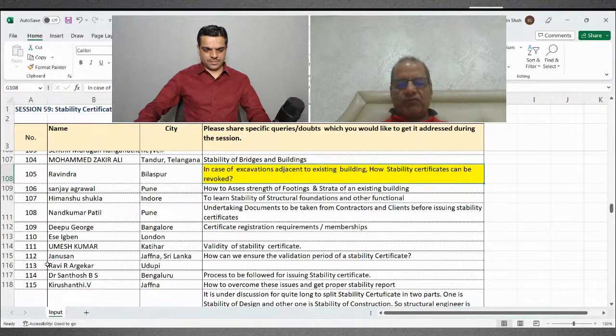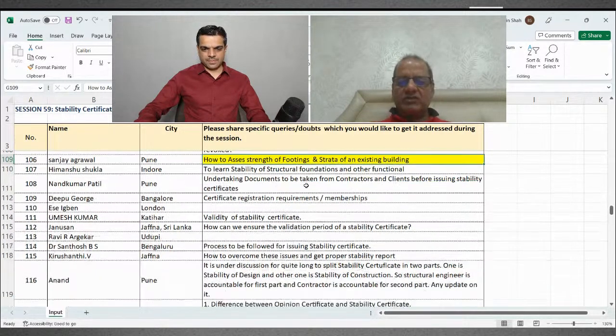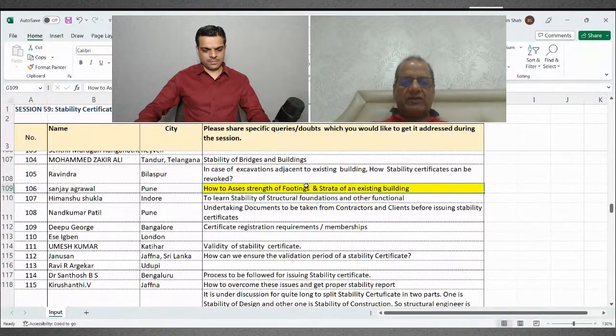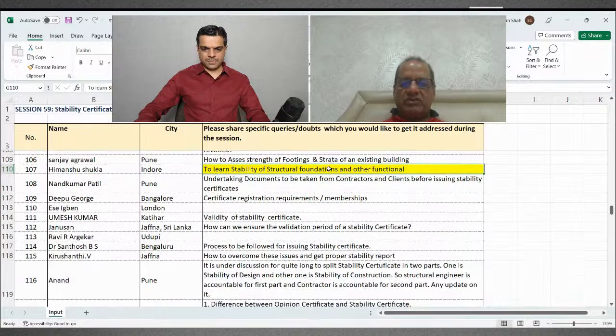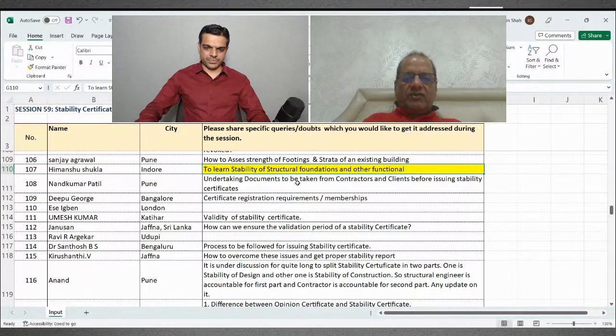How to assess the strength of footings and strata of an existing building? There are ways and means, but today we are not discussing that. To learn structural stability of foundations and other functions, design stability, there is nothing to be learned. You have designed well, it's okay, good enough.